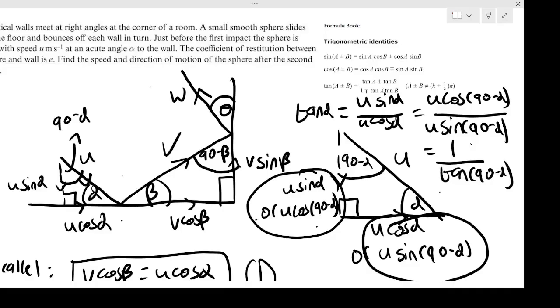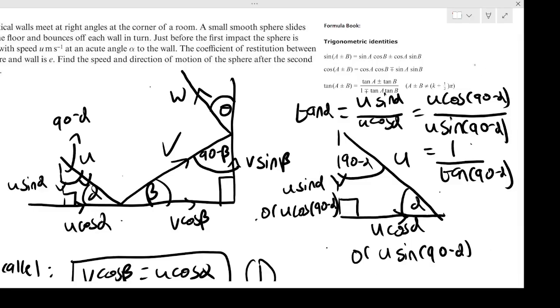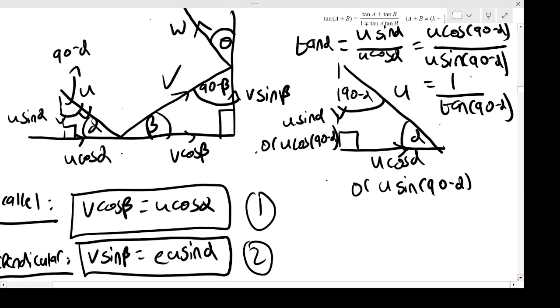Hopefully you can see that, right? Hopefully you can see, because we have cos over sine, that's the reciprocal tan, so it flips tan. So we get 1 over tan 90 minus alpha. So there we are. So we deduce this sort of identity here, right? That tan alpha is flipped to 1 over tan 90 minus alpha, which is what we want, right? Because we have 1 over tan.